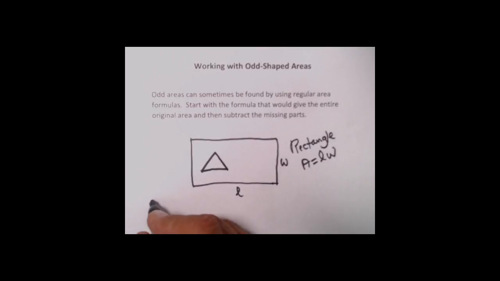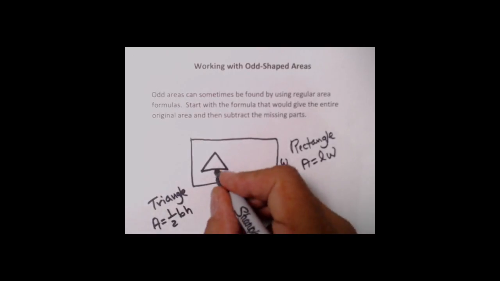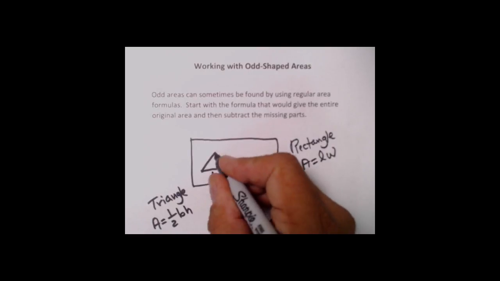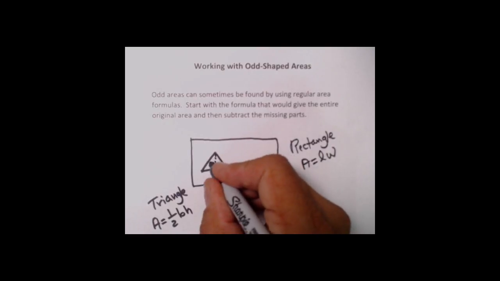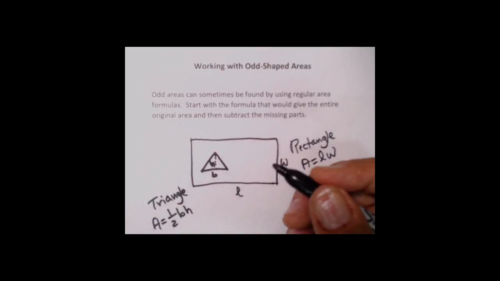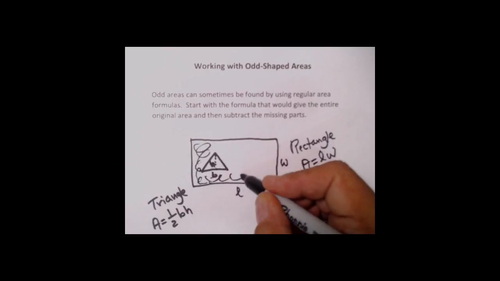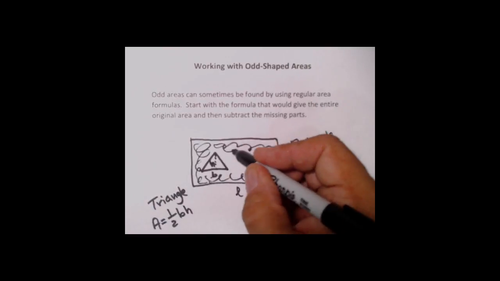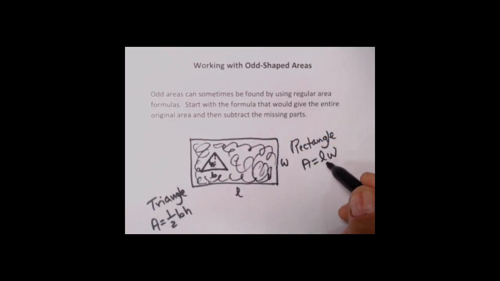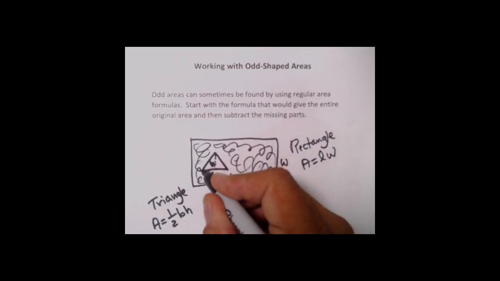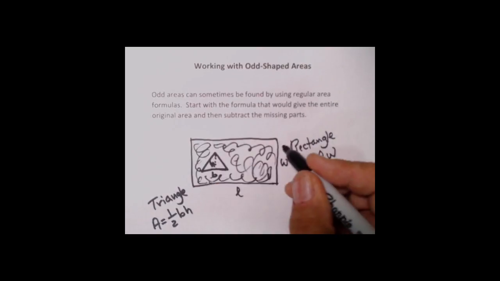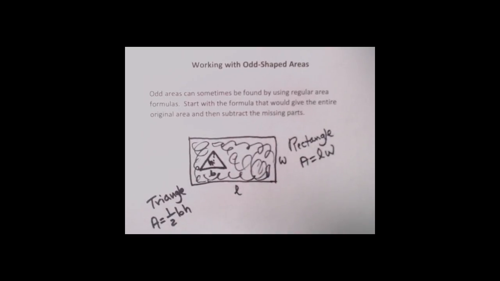The thing we know about a triangle is that the formula is area equals 1/2 base times height. So this would be the base of the triangle, and the height would be the line coming straight down. That's the height. Remember what we're doing: we took the original rectangle and cut a triangular hole in it. So what we want to do is find the area of everything that's left.